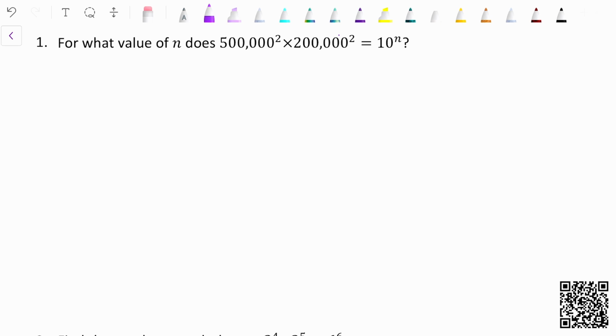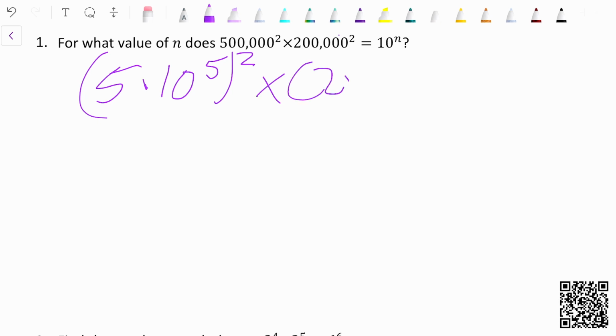Well, first of all, we can pull out the square, and we can turn 500,000 into 5 times 10 to the power of 5, since it has 5 zeros, to the power of 2, times 2 times 10 to the power of 5 to the power of 2, which is 200,000. And we can forget about this part for a second because we still need to get this straightened out before we turn it into 10 to the power of n.